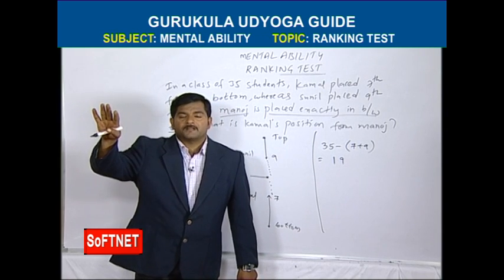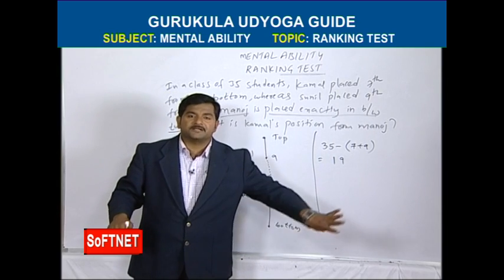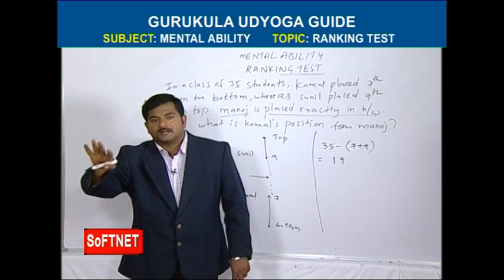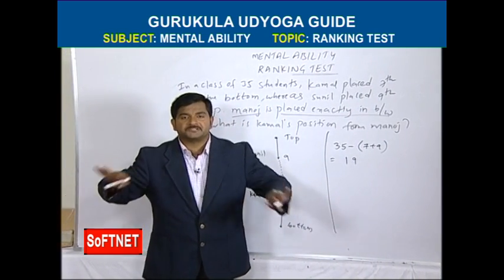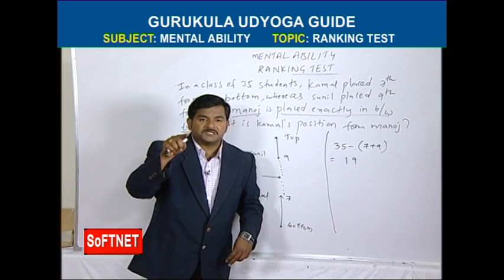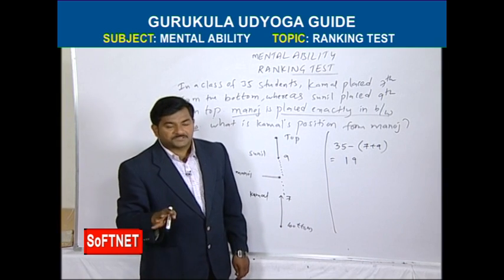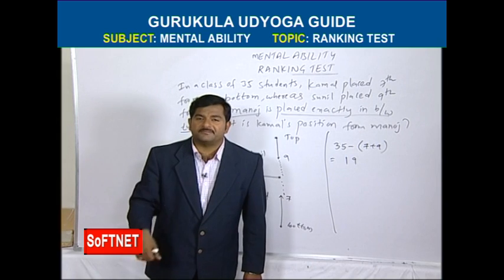So take 9 objects from the left side, 9 objects from the right side. 9 objects plus 9 objects, total how many are there? 18 objects are there, and one object is left, that is the 19th object. So indirectly there are 19 objects. If I take 19 objects, exactly the 10th object will be the middle object.